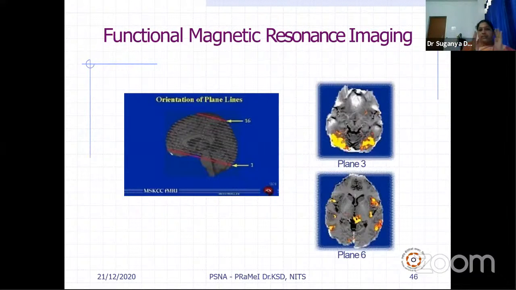MRI has two words: magnetic and resonance. Instead of X-rays, the machine is like a doughnut-shaped thing. You have a ring-like structure and the patient is inserted there. That thing has many magnets, so it produces magnetic fields.